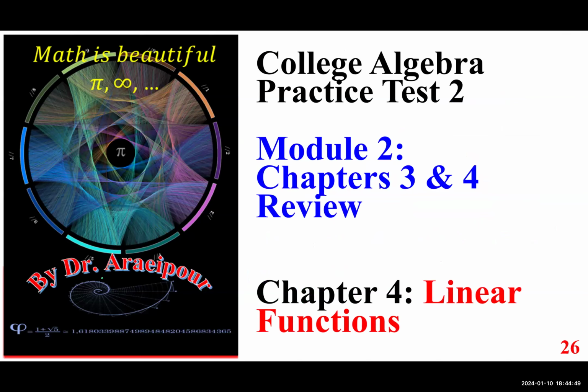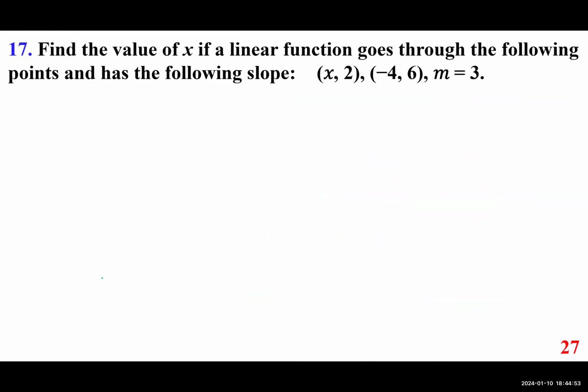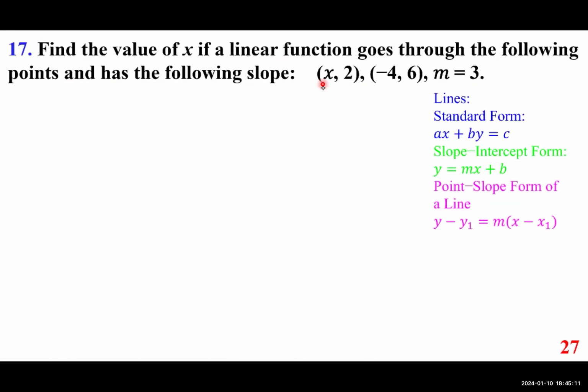We are going to move on to linear functions. We want to find the value of x if a linear function goes through the following points and has the following slope. So the pairs are (x, 2) and (-4, 6), and the slope is given. So basically you find the missing x using rise over run.